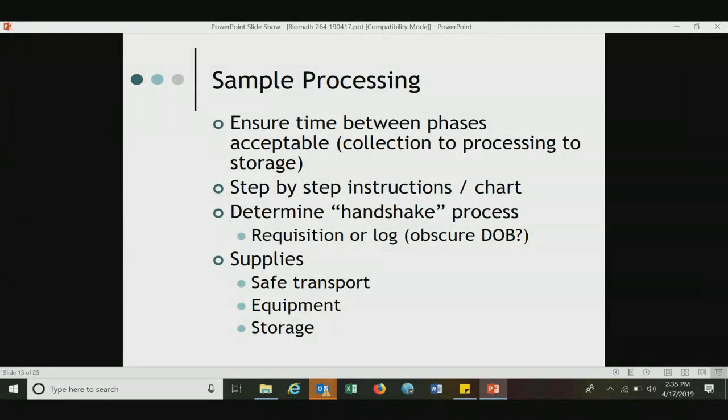Then think about supplies that are needed for the sample processing. So you need to be able to transport it safely. No longer can we just carry vials around in our hand as we're going from place to place. Make sure that you have an approved biosafe container. Think about all the equipment that you're going to need, and then think about how you're going to store things.